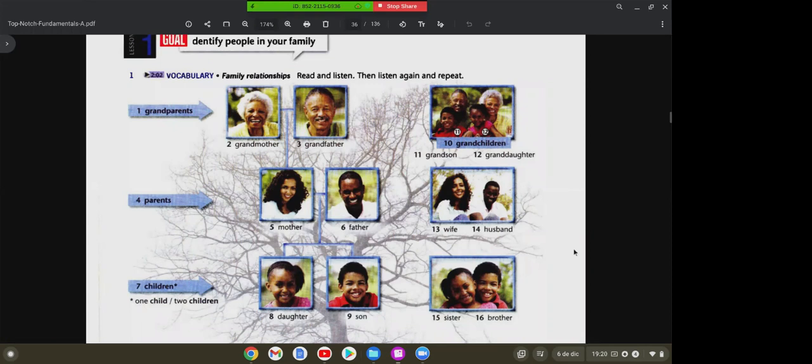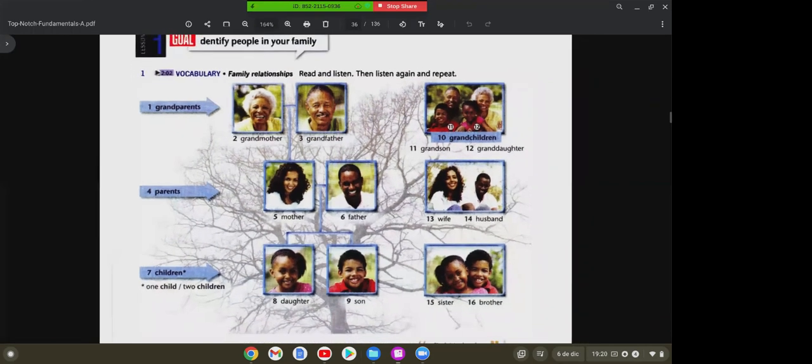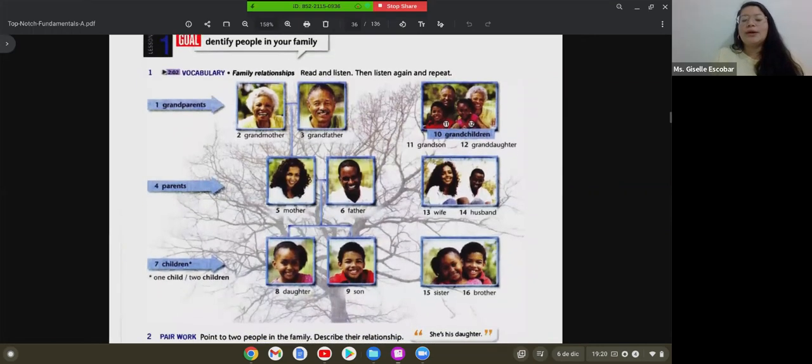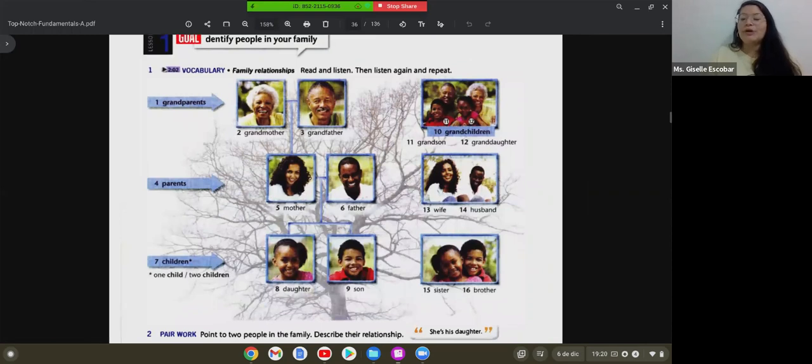So now we are going to continue with the next activity. In this one, we have a pair work, but we are going to work together. It's going to be like a group work. Instead of pair work, group work. So it says point to two people in the family and describe their relationship.